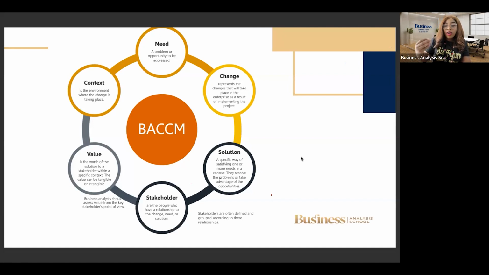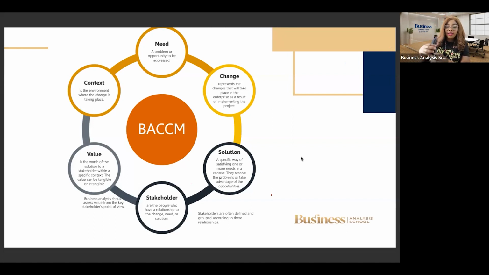And then, of course, what is the solution at the end of the day, right? How are we going to satisfy this need? Basically, how do we solve this problem? Or how do we address or take advantage of this opportunity? That would be the solution. Basically, that is how we resolve our problem.